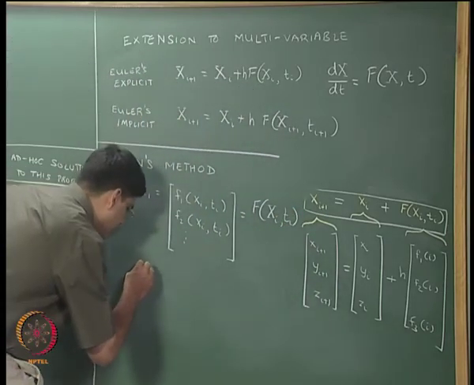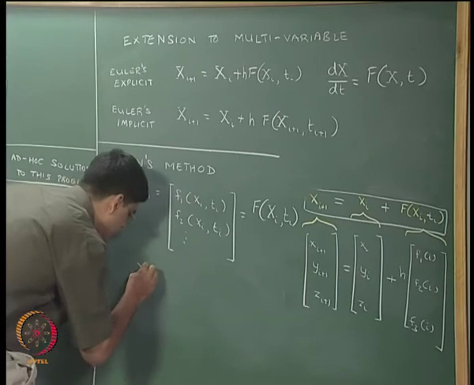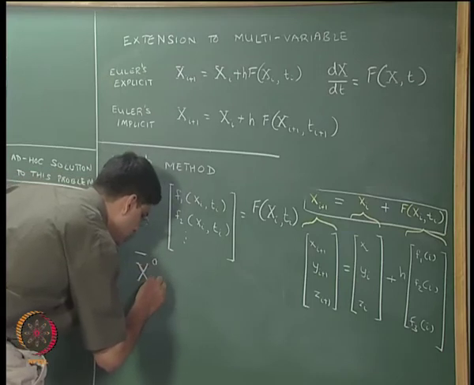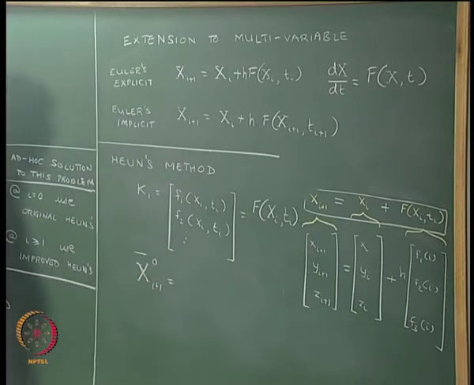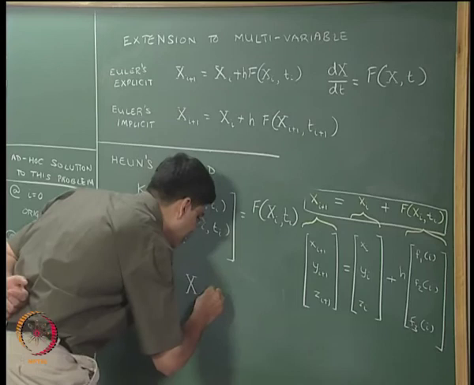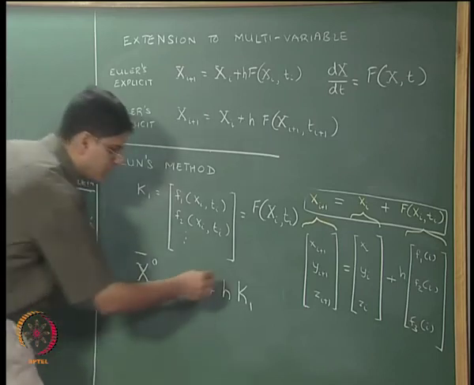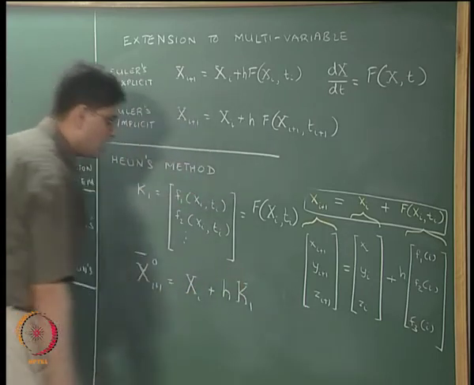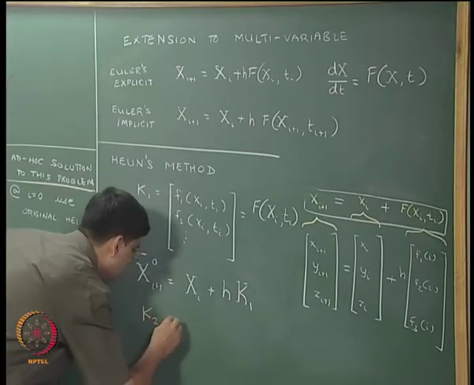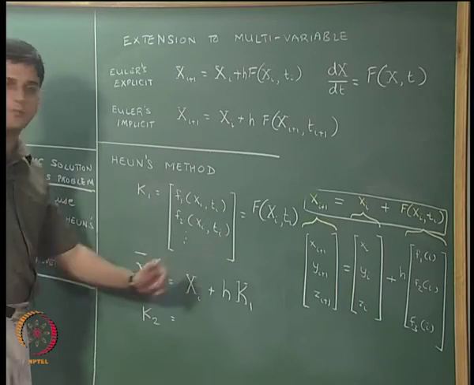Then, before writing K2, we will write our x bar, x bar 0 I plus 1, as nothing but x I plus h multiplied by K1. That becomes our next expression. Our K2 is going to be nothing but function f computed at x bar I plus 1 0 comma t I plus 1.